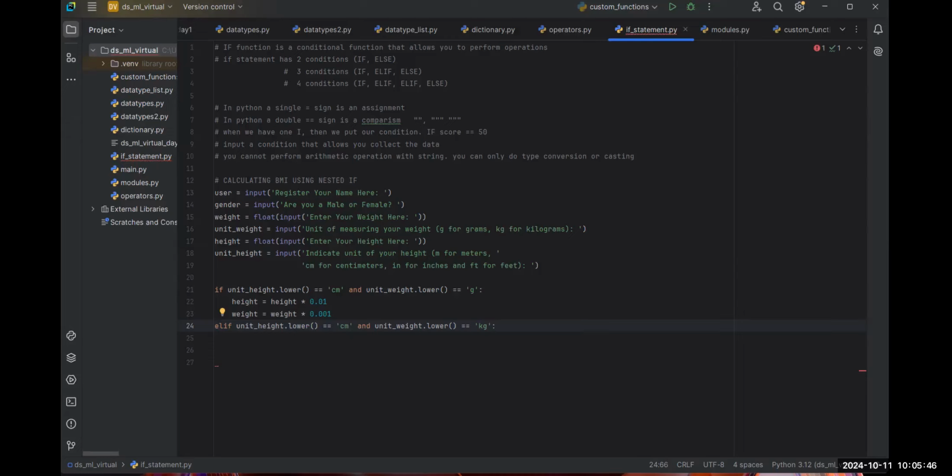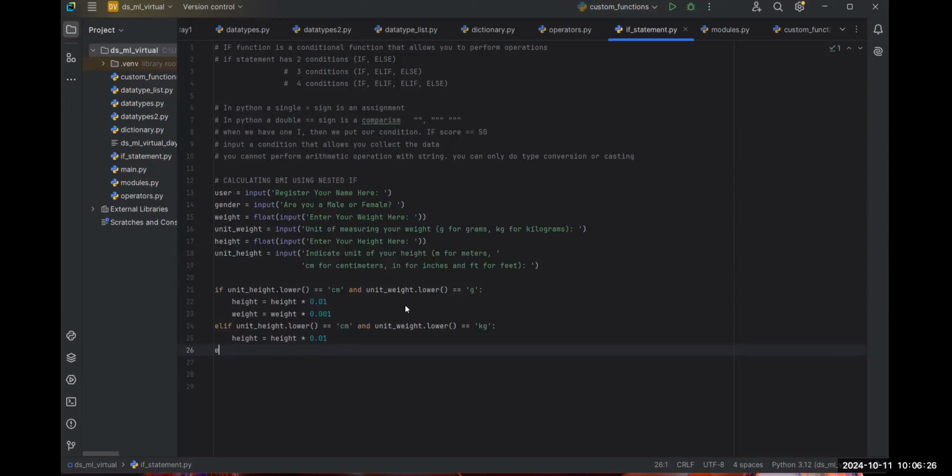Height will still be equal to height multiplied by 0.01. Now we have height equal to height multiplied by 0.01, and then weight will just be equal to weight. Because weight is equal to weight, we don't need to specify it, since we're not doing any conversion for weight.